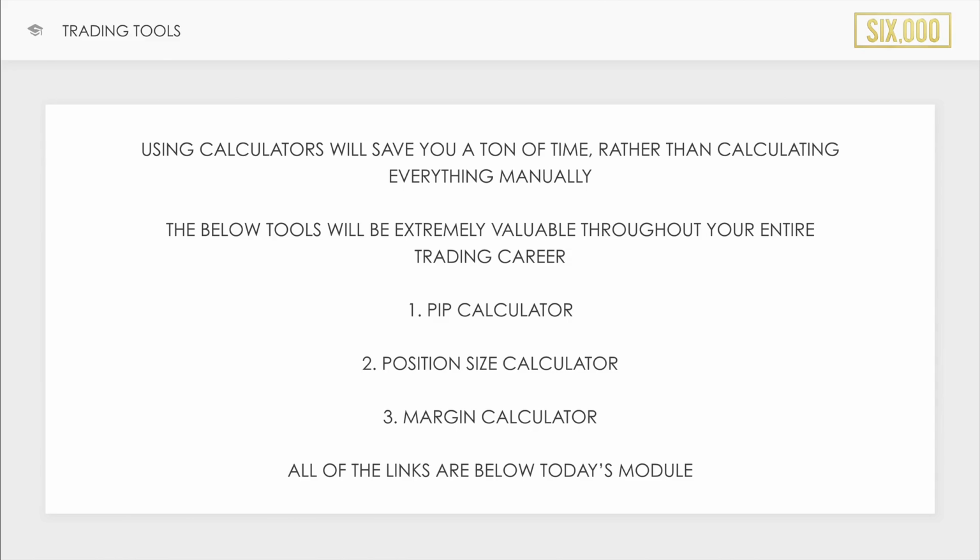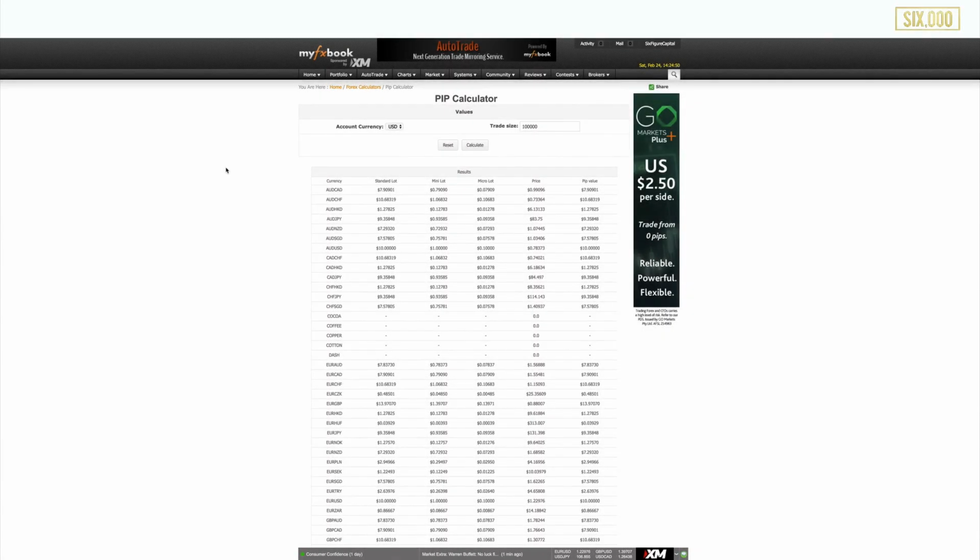What I'm going to do is jump onto my web browser. We'll go through all three of these calculators, break them down so you can understand how to use them when you're trading. Here we are on MyFXBook.